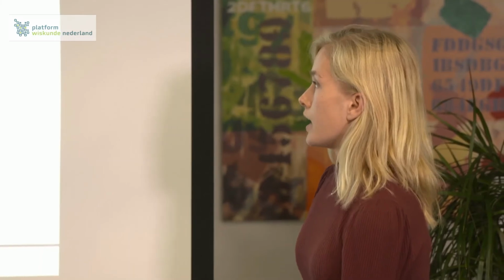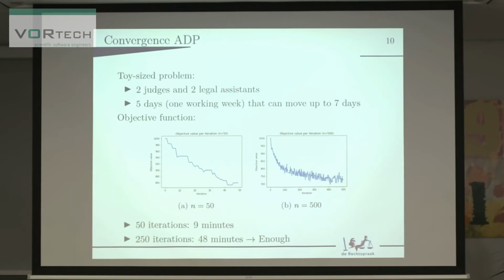So for the convergence of the Approximate Dynamic Programming algorithm, we've used a toy-sized problem in order to test this convergence. And this toy-sized problem contains 2 judges and 2 legal assistants, and a time horizon of 5 days, so 1 working week. And the time horizon can move up to 7 days using a rolling horizon.